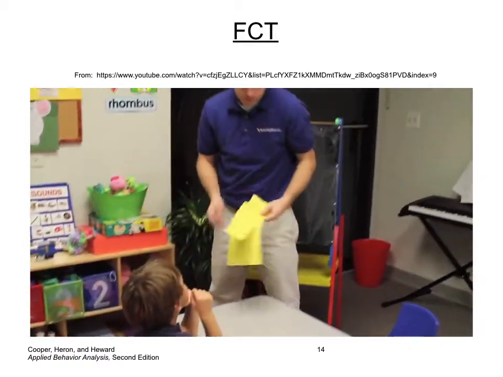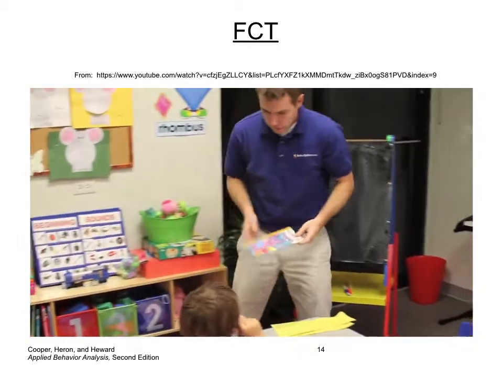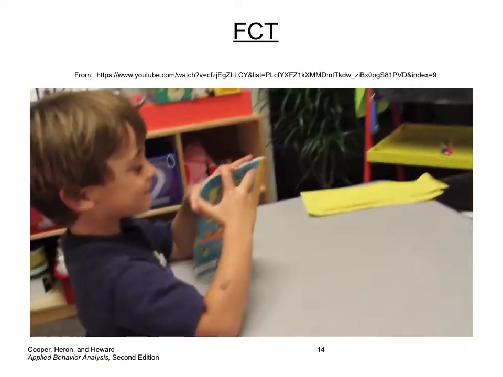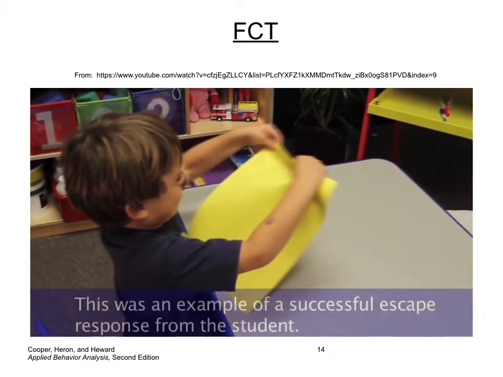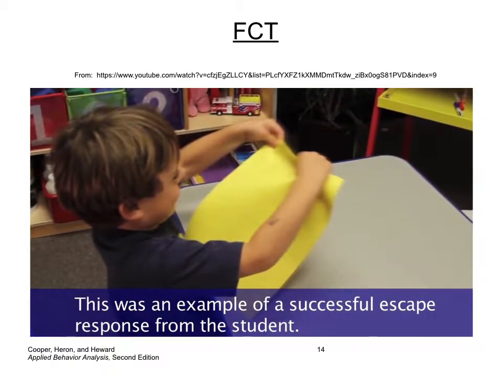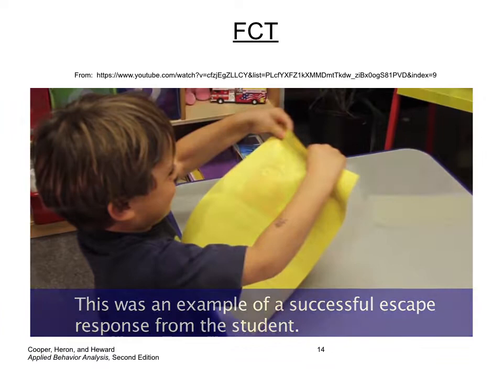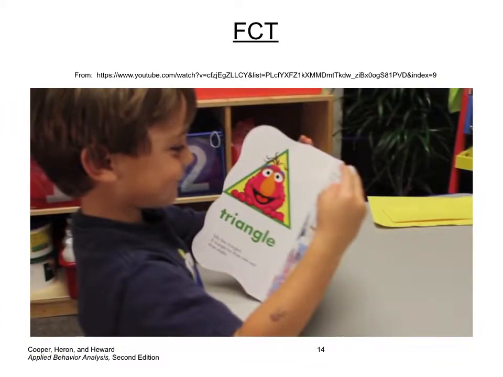You ripped it. Now we can't do it anymore. Here, you can look at a book. Nice. This was an example of a successful escape response from the student. He ripped the paper and was able to escape the task that was presented. Further, he was able to perform an easier task.